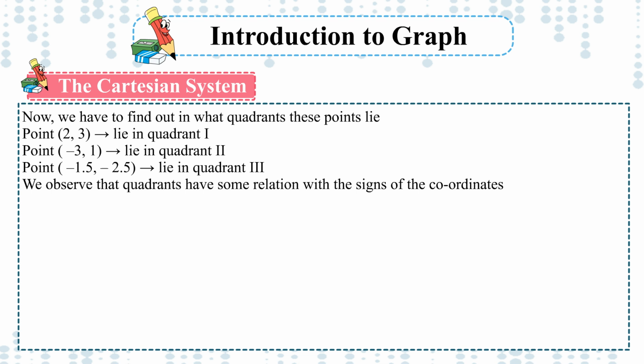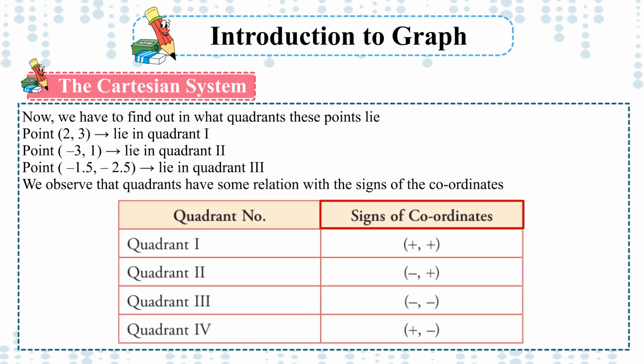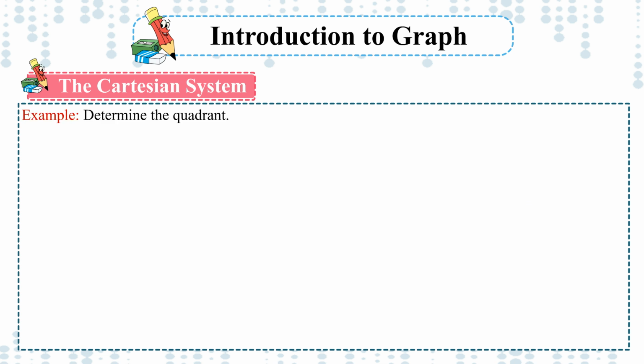We observe that quadrants have some relation with the signs of the coordinates. Quadrant number, signs of coordinates. Quadrant 1: plus, plus. Quadrant 2: minus, plus. Quadrant 3: minus, minus. Quadrant 4: plus, minus.